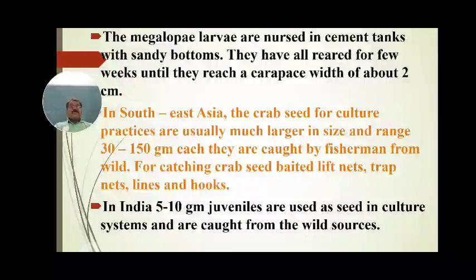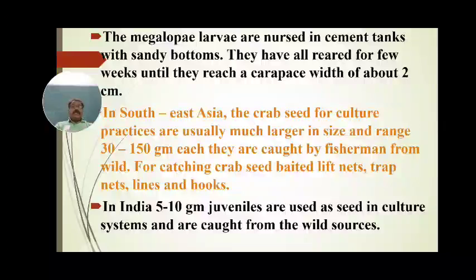For catching crab seed, baited lift nets, baited trap nets, and hooks and lines are utilized. The bait may be prawn, frog, or any flesh or animal, baited in a lift net, in trap nets, or on hooks and lines.